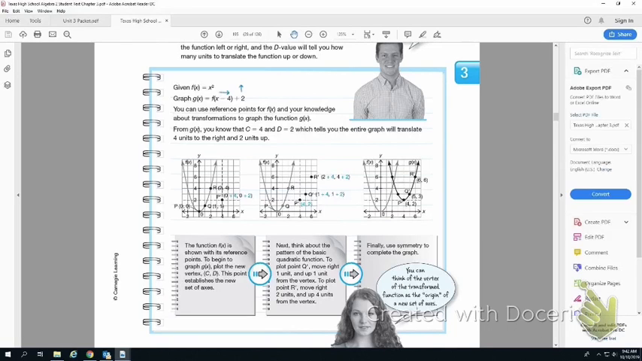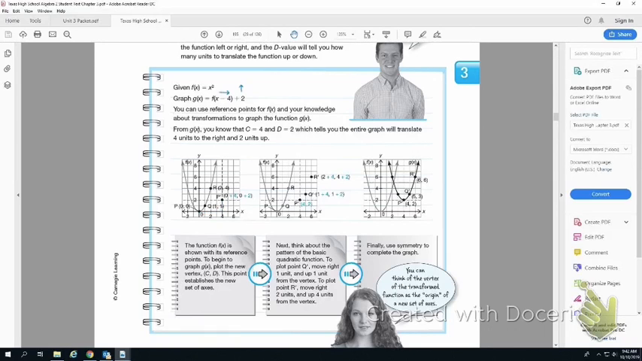So if I move it to the right 4, I'm going to take each point and add 4 to the x values, okay? And then I'm going to add 2. So if you look at this first graph, all they've done on this first graph is that they moved the vertex right 4 up 2.